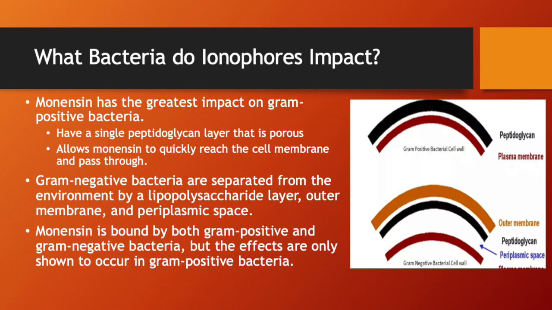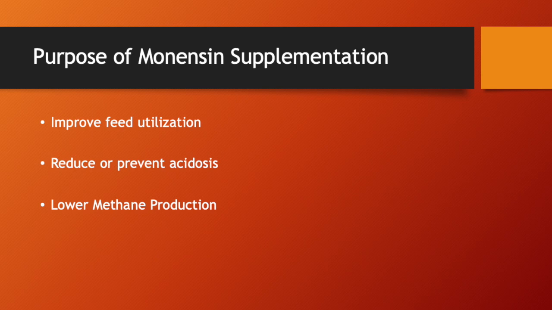Gram-negative bacteria, on the other hand, are pictured on the bottom right, and they are separated from the environment by a lipopolysaccharide layer, an outer membrane, and a periplasmic space, as well as a peptidoglycan layer. Monensin is bound by both gram-positive and gram-negative bacteria, but the effects are only shown to occur in the gram-positive bacteria. The purpose of Monensin supplementation is to improve feed utilization, reduce or prevent acidosis, and lower methane production.